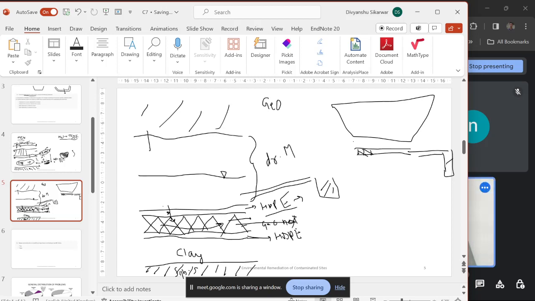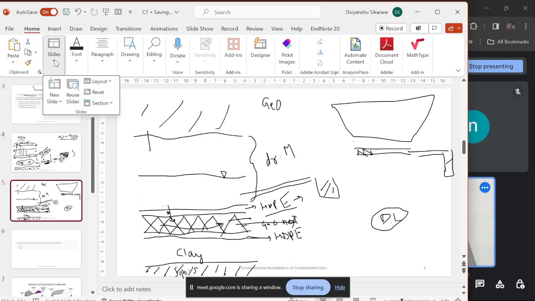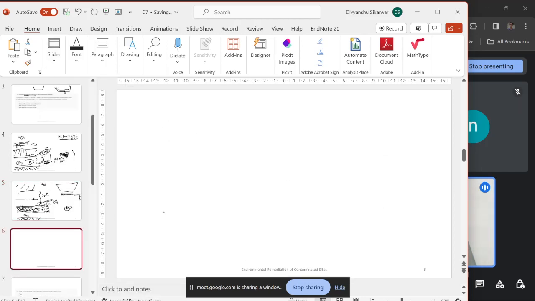Again, an impermeable layer is provided below, and then there is a clay layer. So this is basically a double liner system. This is for municipal solid waste. Then again, we have hazardous waste. For hazardous waste, there is a slight modification.